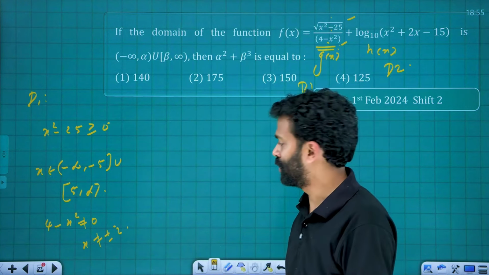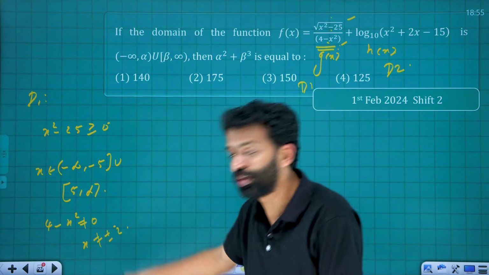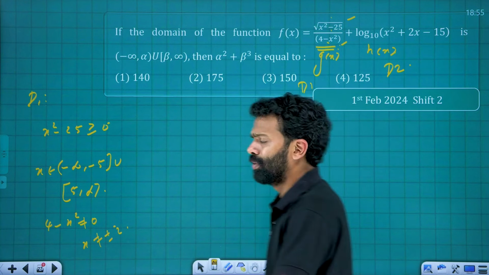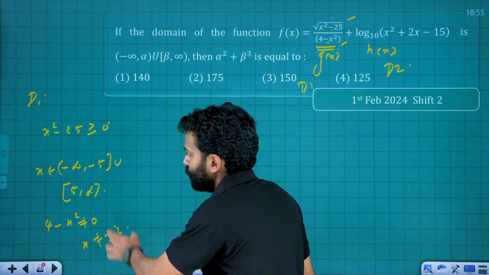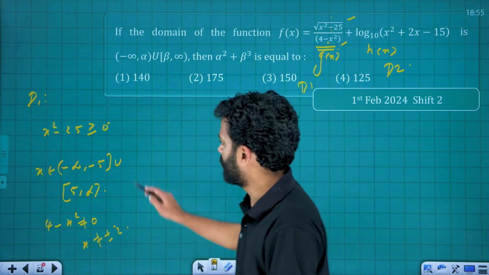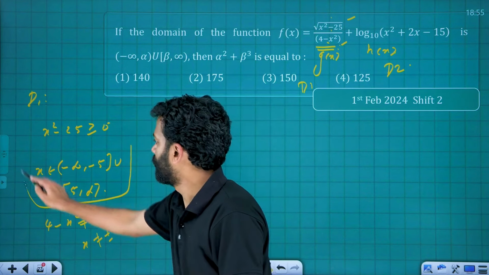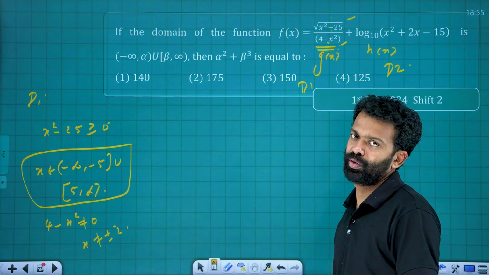What is the intersection of these two? You cannot take x equal to 2. This is x not equal to plus or minus 2. So we are safe here because plus or minus 2 is not included here. Therefore, we don't have to give much concern about that. So what is the net domain here? x is an element of minus infinity to minus 5 union closed interval 5 to infinity.